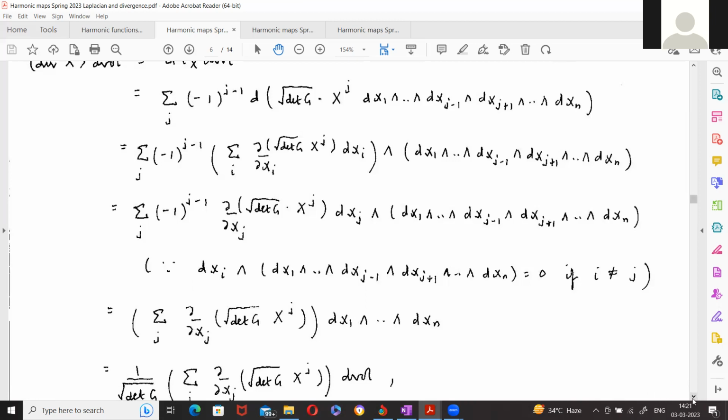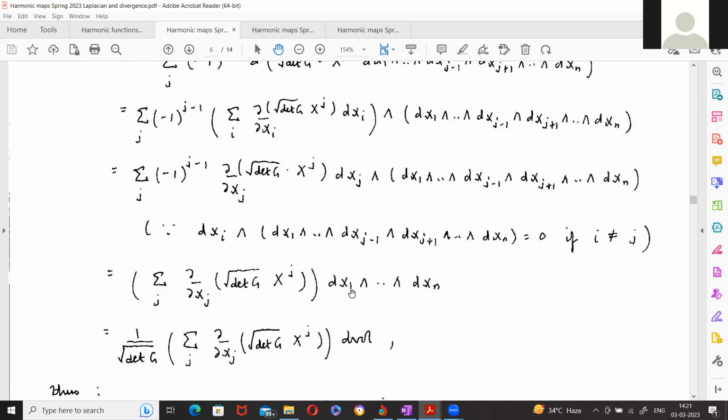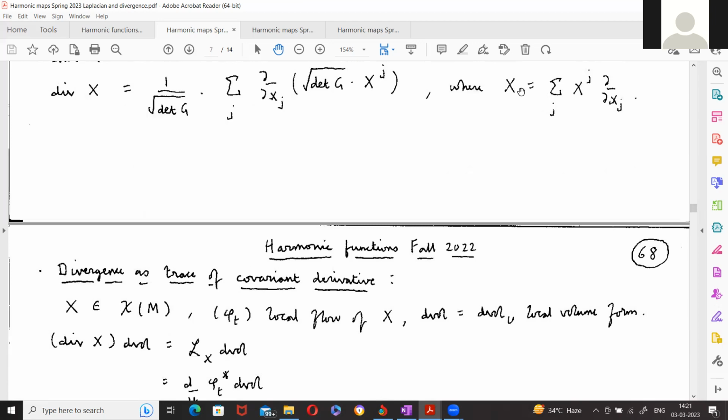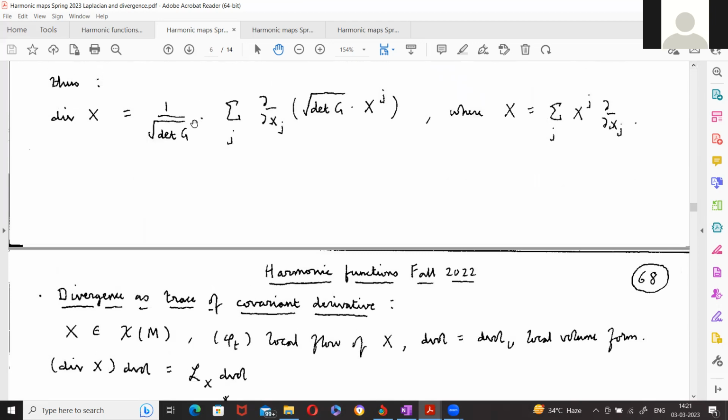Okay. So I want to get this in terms of the volume form. So to get the volume form, I multiply by square root determinant g and I divide by square root determinant g. So then this last term on the right hand side will become dvol, and I'll get a 1 over square root determinant g here. Okay. So I get this function into dvol, that is equal to div x into dvol. So therefore div x is equal to the function 1 over square root determinant g into sum over j del del xj of square root determinant g into xj. All right. Is this clear?